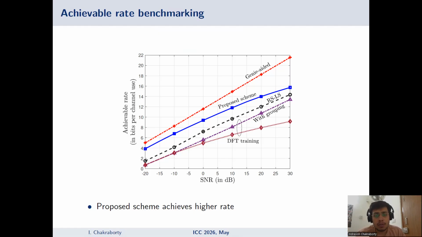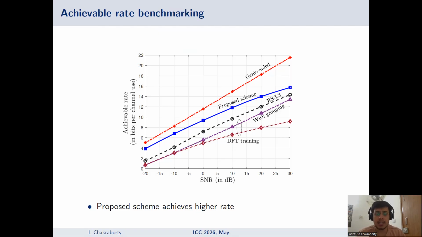Now, the Genie-aided scheme does better than our scheme because the Genie-aided scheme assumes full CSI availability. So there's no training overhead, no estimation error. So it really acts as an upper bound to all the realistic or practical schemes, to be very honest.